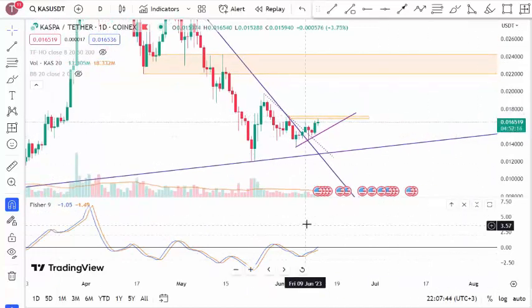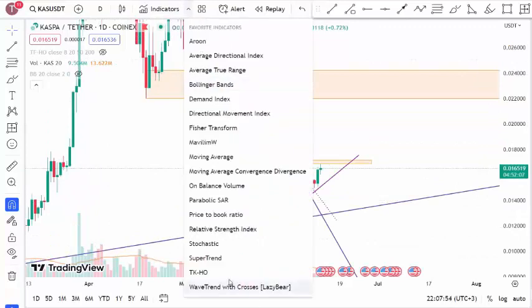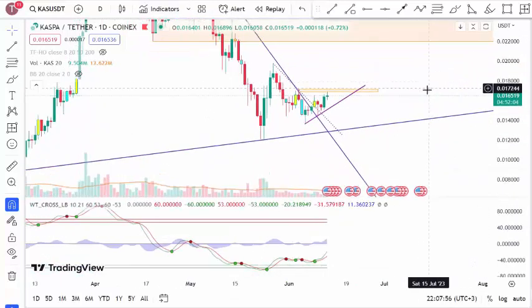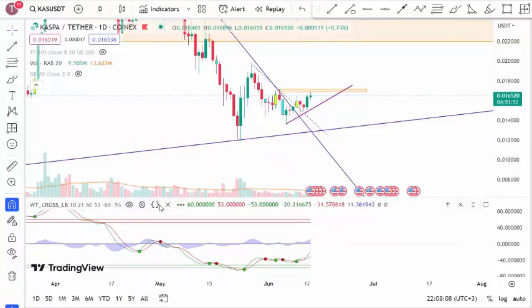This signal is a buy signal for us, and we have the possibility of seeing an increase in price movements until there is any downward breakthrough. After closing Fisher, if we look at the WAV trend indicator, we can see that there is also an upward breakthrough, giving us a buy signal. Until there is any downward breakthrough, we can say that the price movements can continue to rise.